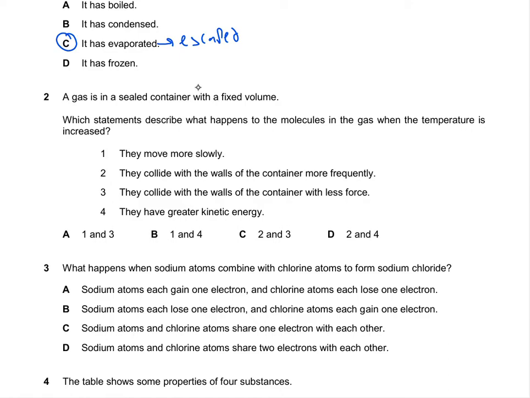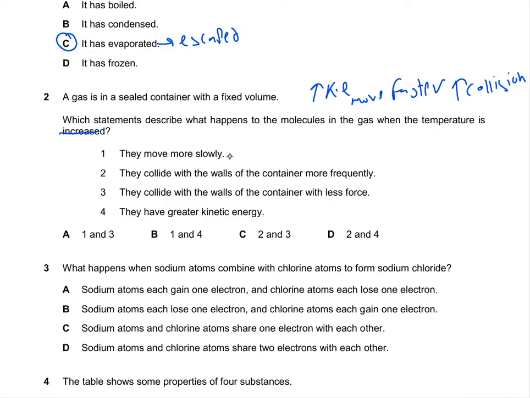A gas is in a sealed container with a fixed volume. Which statements describe what happens to the molecules in the gas when the temperature is increased? When the temperature increases, particles gain more kinetic energy. They move faster. There are more collisions. The frequency of the collisions increases. So which statements are correct?